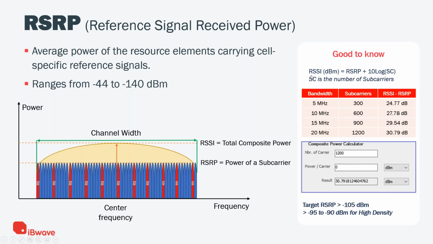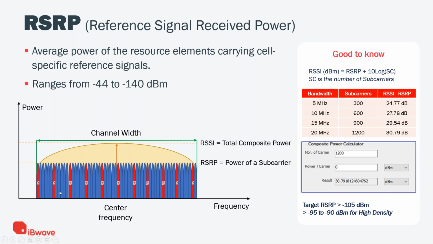So if your RSRP is neg 100, your RSSI is usually neg 70, which is a 30 dB difference. So if you're looking for neg 65 RSSI, like in Wi-Fi, then for LTE, you want to look for neg 95 RSRP. And here's just a calculator to explain why it's a 30 dB difference. Because the composite power, if you have 12 subcarriers all transmitting at 0 dBm, the composite power is 30.79 something. So that's the total power, everything here, all subcarriers.